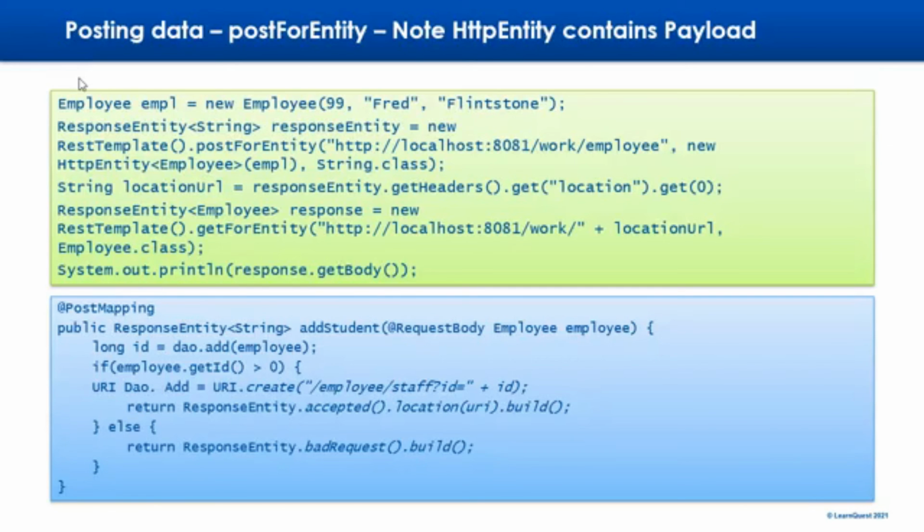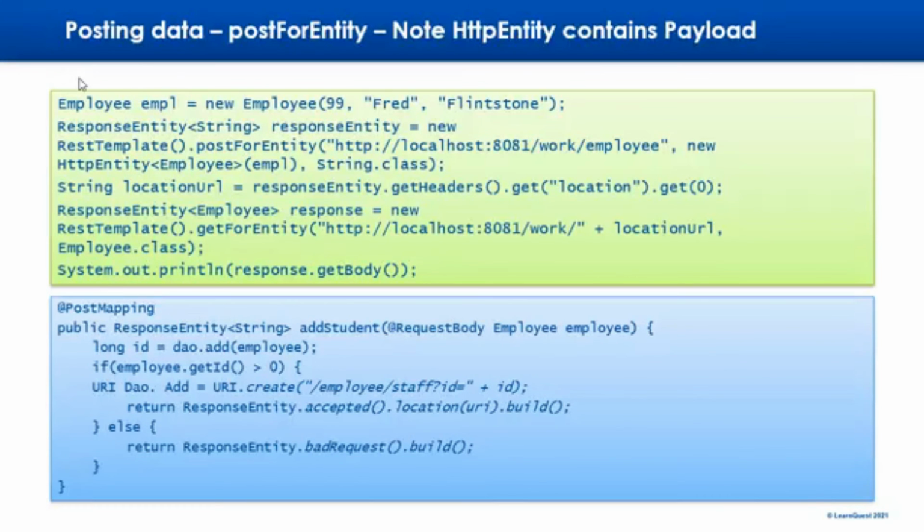Posting data. I've created a new employee. No longer using get for entity, I'm using post for entity. I've got my URL and I've got my new entity. My entity is my employee object. I'm wrapping it. I'm posting it. You're going to get a response back. What do you want to do with that response? Whatever comes back, I'm saying to use the default type approach, which is to say it's going to be of a string.